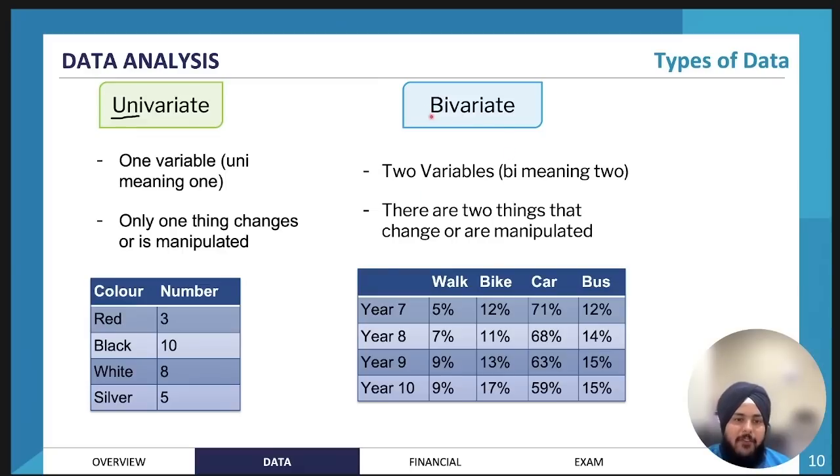However, for bivariate data, we're actually looking at two variables. So in the example given, we are looking at year 7s, year 8s, year 9s, and year 10s, and we're looking at their mode of travel to school. So here we are manipulating two variables. First of all, we can manipulate the age group or the year level, and we can also manipulate their mode of travel. So there's two variables that we have to account for.